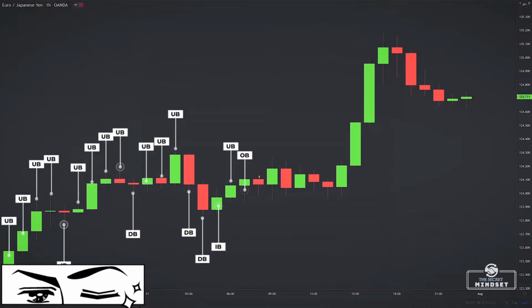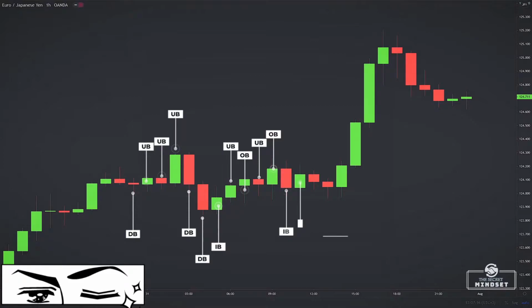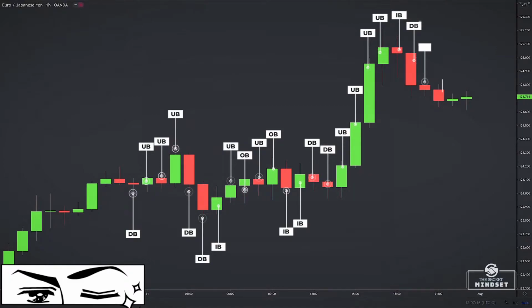then an up bar, an outside bar, followed by an inside bar, and another inside bar, 2 down bars, 4 up bars, an inside bar, a down bar, an inside bar, a down bar, an inside bar, and finally an outside bar.